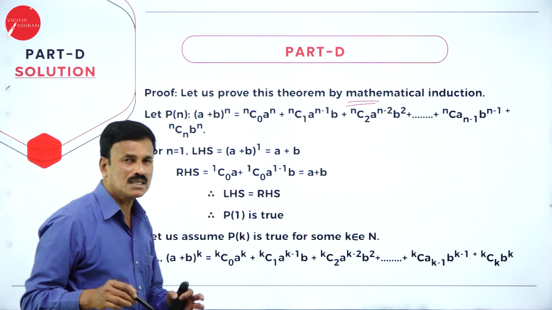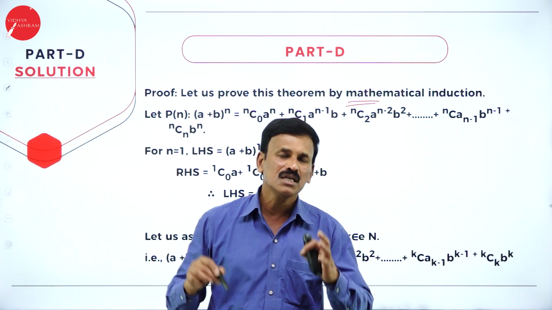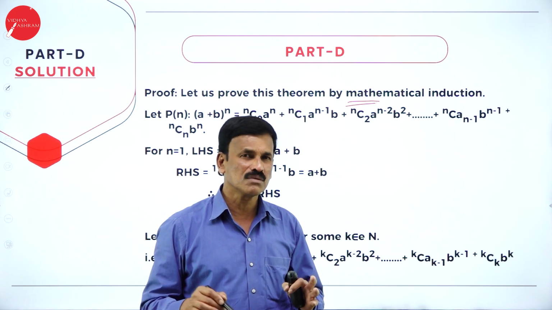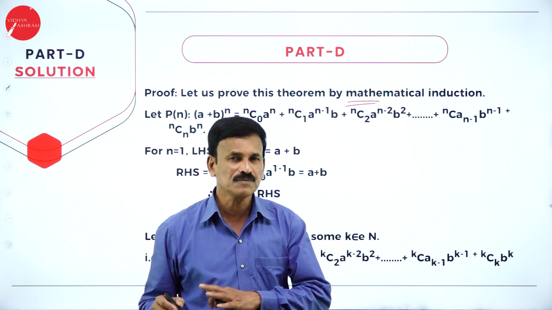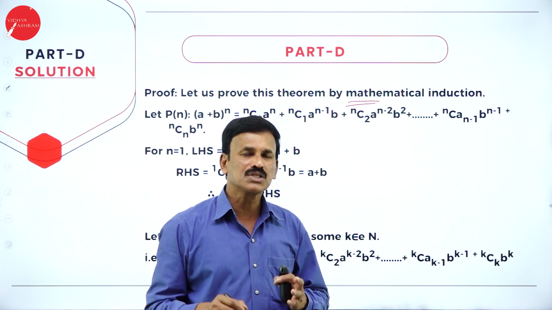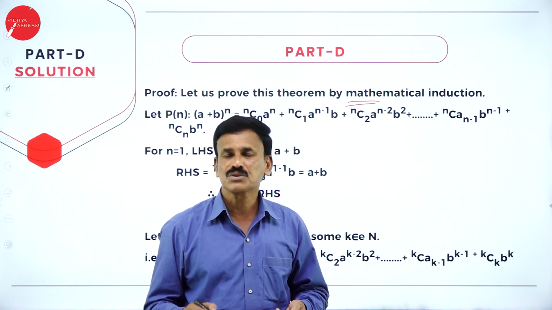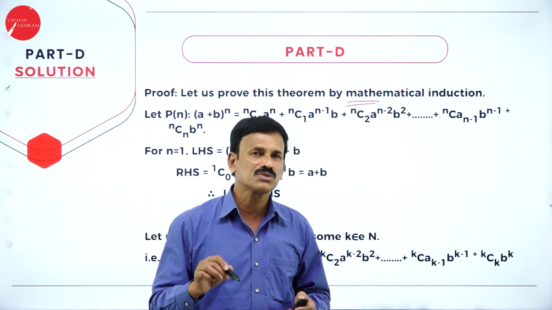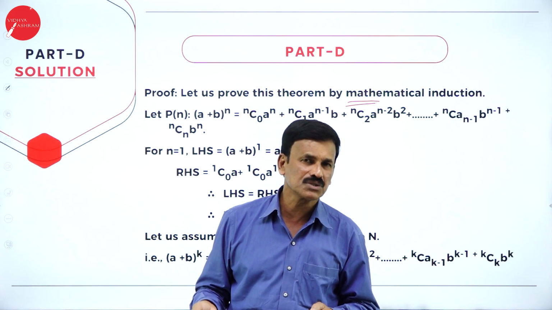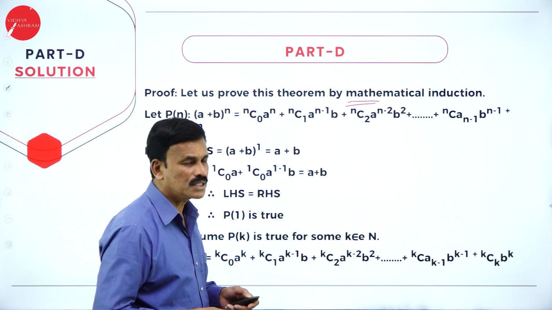To prove by the method of mathematical induction means: let us prove the statement is true for some positive integer n = 1. Then prove that if it is true for some positive integer k, which implies the statement is also true for k + 1. P(k) is true implies P(k + 1) is also true. That is the method of mathematical induction.